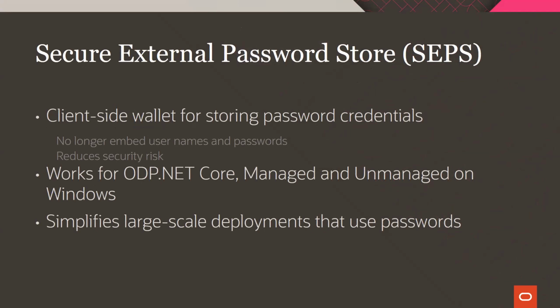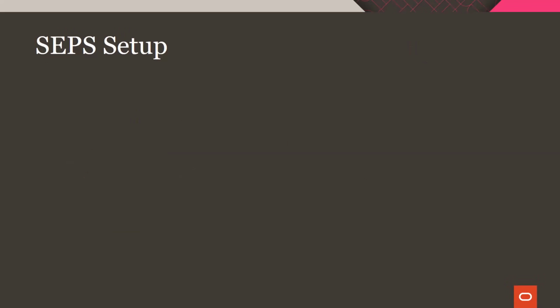So your application can stay evergreen and you don't have to worry about that anymore, and it reduces your security risk. It also makes it much easier to manage in many cases, especially for those large-scale applications. And it's something that ODP.NET supports, with ODP.NET Core, managed and unmanaged, on Windows only for now. We're working on adding support for Linux and Mac OS for ODP.NET Core. That will be in the future, but for right now, it should all work for you on Windows. And really, it's there because it simplifies that large-scale deployment that many people have, where they don't want to be managing passwords.